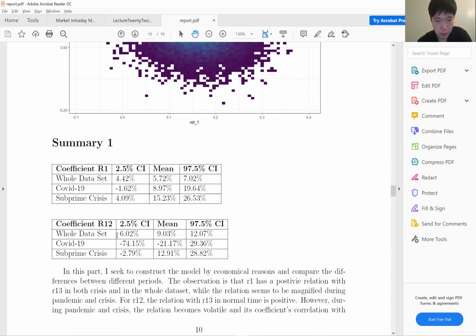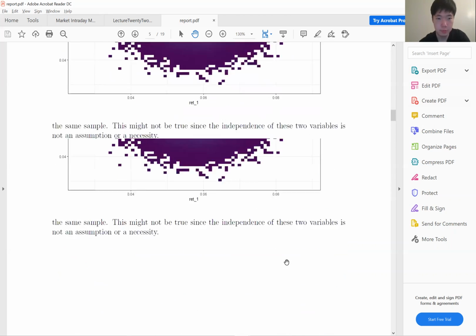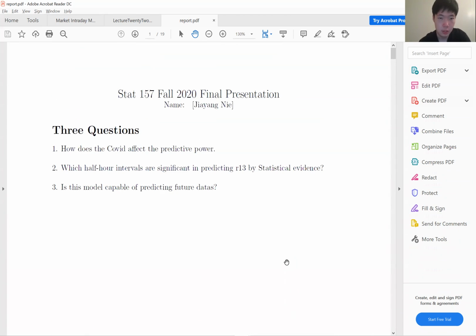We can see the credible intervals for R12 in the normal time is well above 0, and have a very small credible interval. However, during COVID-19, the interval is so large that we cannot conclude anything from it, and also during the subprime crisis it is in a wide range that we're uncertain about the effect of R12 on R13. So this addressed my first question: how does the COVID affect the predictive power?